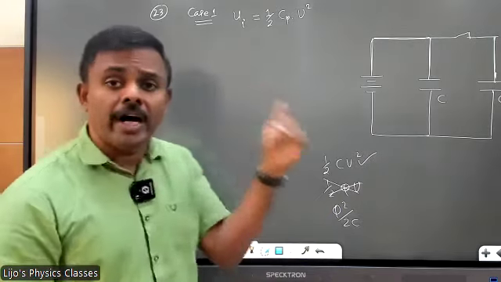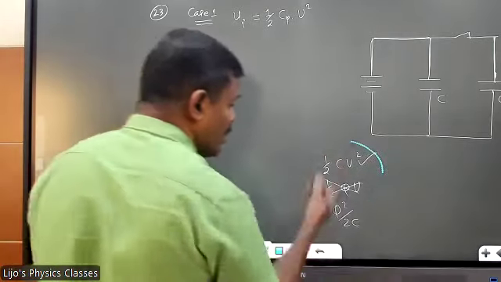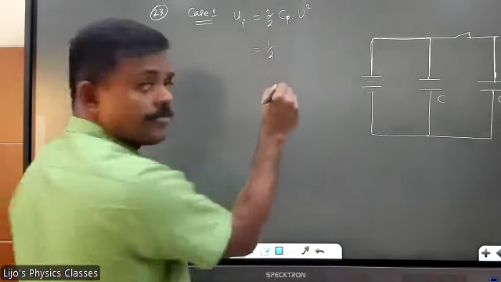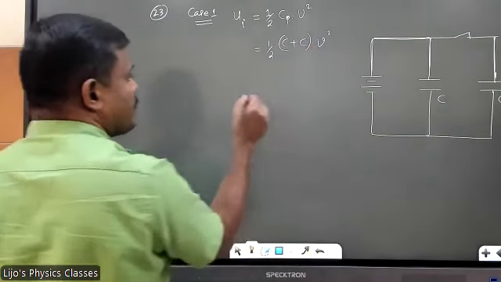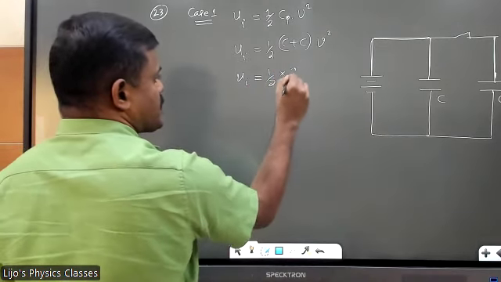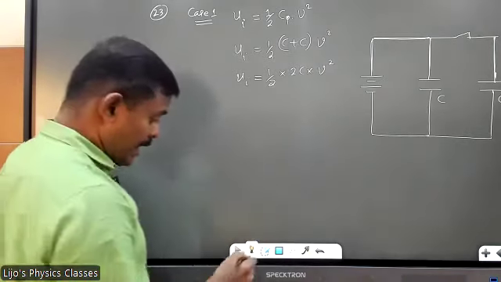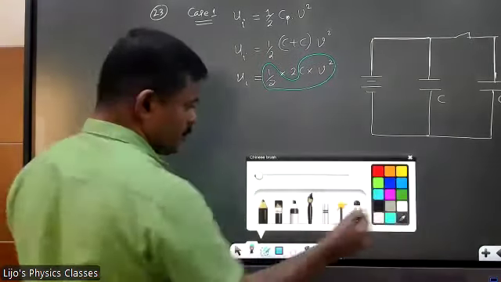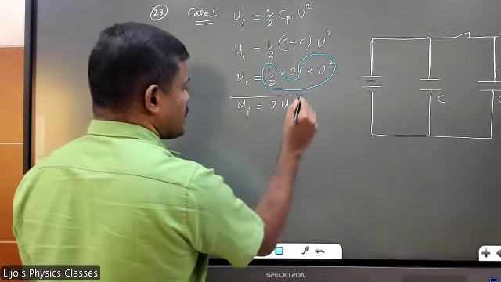I was justifying why I chose this equation for energy. The energy is given by what? Half Cp V square. So what is it now? Half into C parallel, C and C together, C plus C, into V square. So energy initial is equal to half into C plus C, 2C, into V square. But do not cancel this 2 and 2. Instead, you call half CV square as U so that you can write it as what now? 2U.